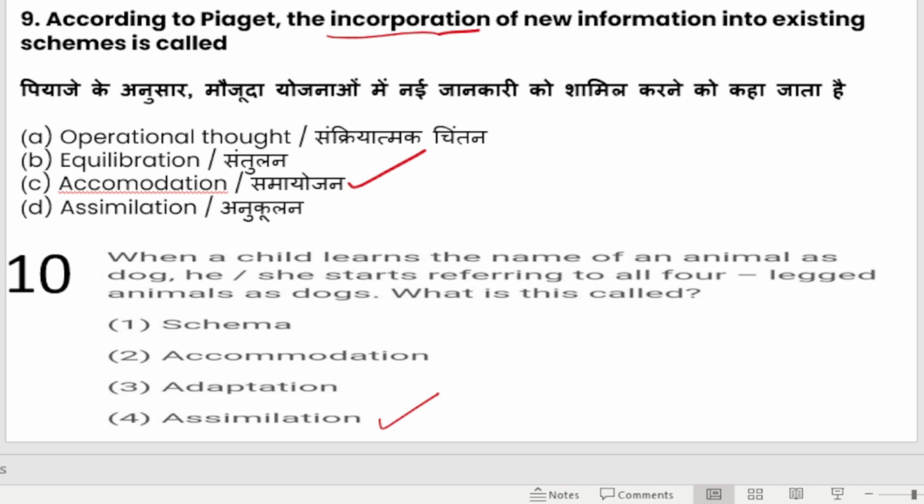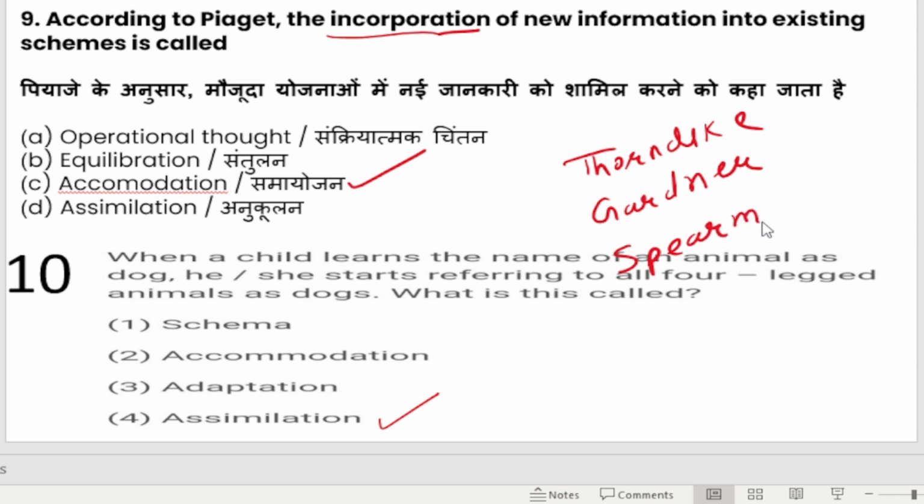Now the second question is for you, friends. Who proposed the multi-dimensional theory of intelligence? I repeat my question. Who proposed the multi-dimensional theory of intelligence? The first option is Thorndike, second is Gardner, third is Spearman, and the fourth is Guilford. So friends, if you know the answer, drop your answer in the comment box. Definitely I'll check and reply to you.